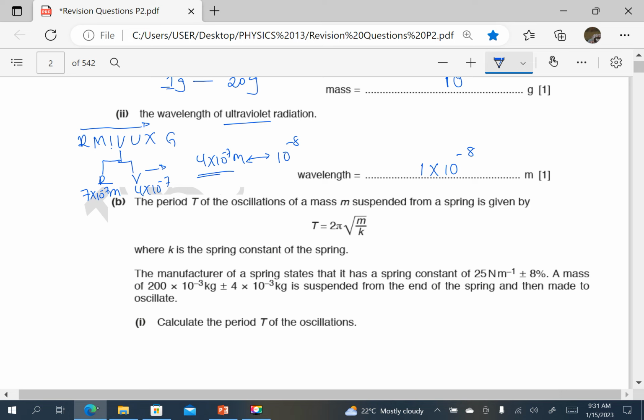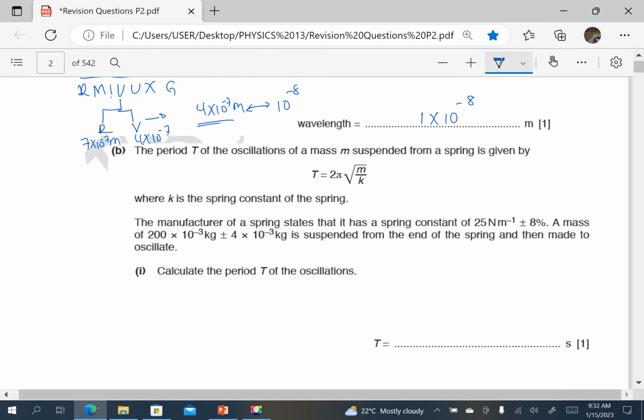Then the period T of the oscillations of a mass M suspended from a spring is given by that expression, where K is the spring constant of the spring. The manufacturer of a spring states that it has a spring constant of 25 newtons per meter, plus or minus 8%. A mass of 200 times 10 power negative 3 kilograms plus or minus 4 times 10 power negative 3 is suspended from the end of the spring and then made to oscillate. Calculate the period T of the oscillations.